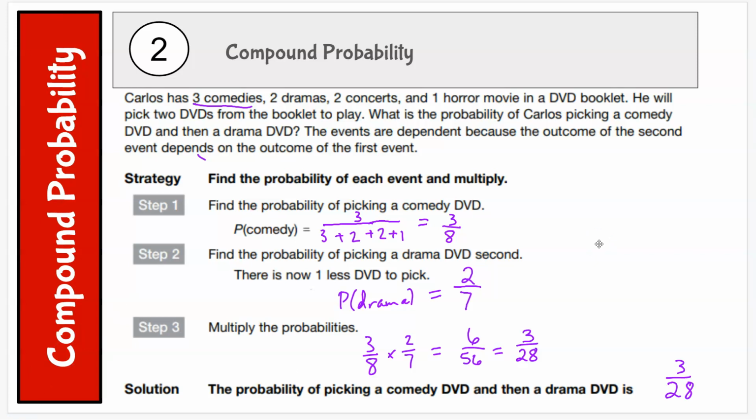So we've looked at some theoretical, we've looked at some experimental and compound probabilities. I hope this helps and gives you some examples to refer back to, and we will try these out in class.